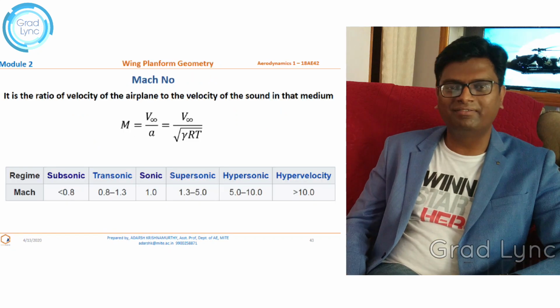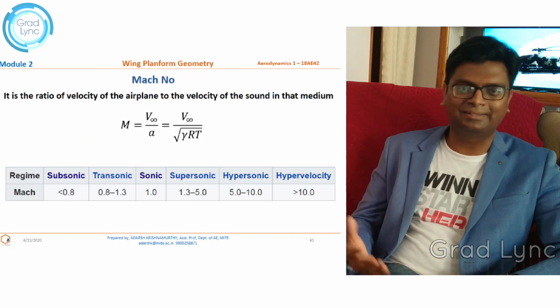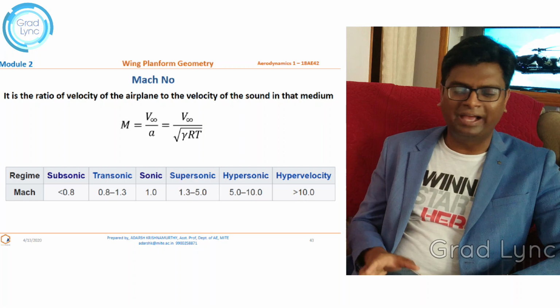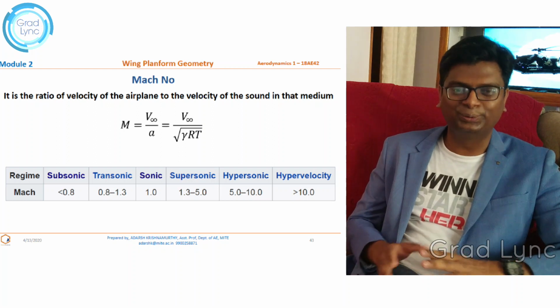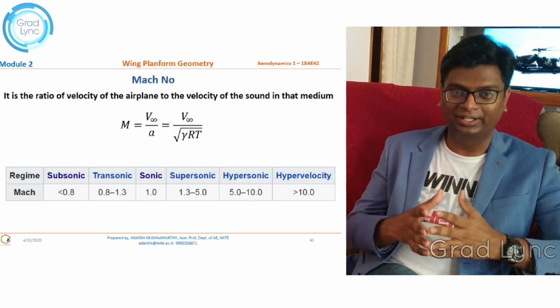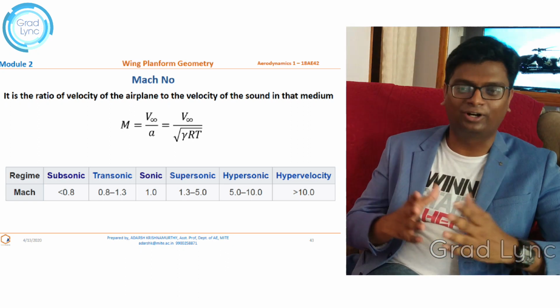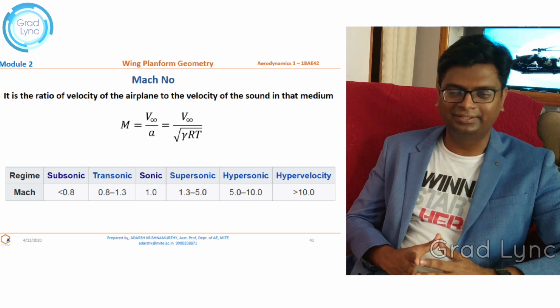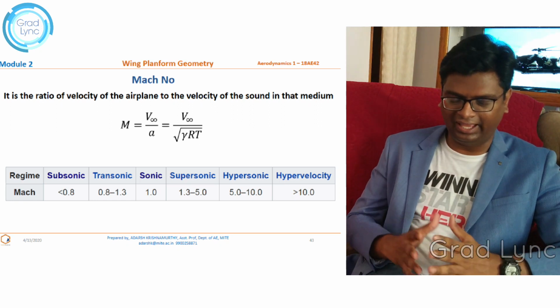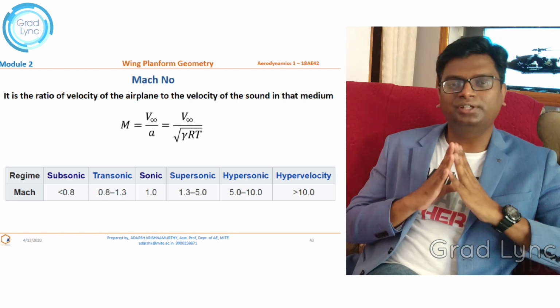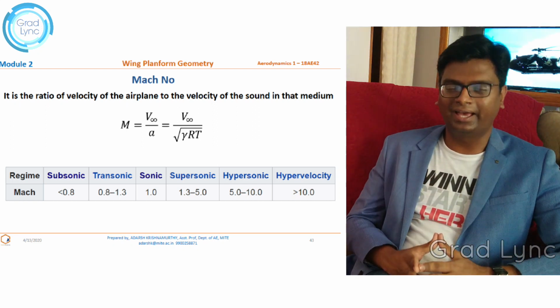Now I just want to give a quick glance at the Mach number. Mach number is the ratio of the velocity of an object to the velocity of sound in the environment where the object is moving. It is given by the equation M = V infinity / a, where a is the velocity of sound in that particular environment.